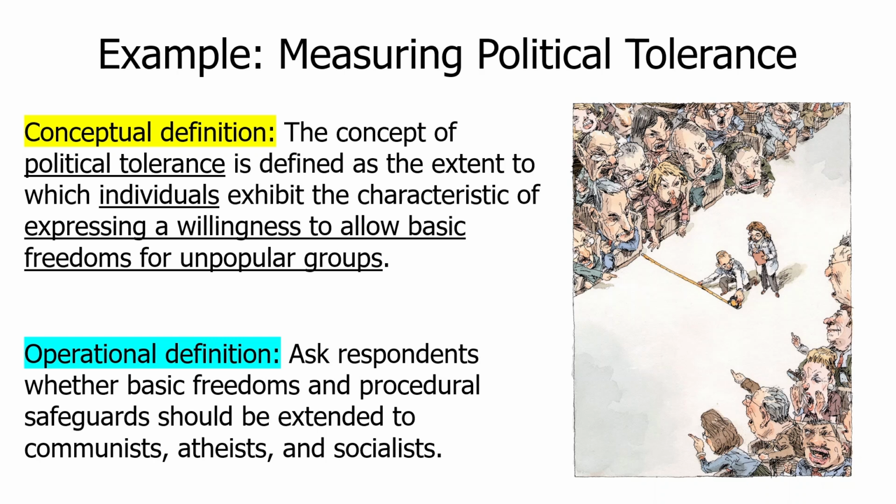This definition was operationalized in the Samuel Stouffer tradition in public opinion. Ask respondents a series of questions that gauge whether they believe basic freedoms and procedural safeguards should be extended to communists, atheists, and socialists. This was, again, the traditional way of measuring political tolerance. Unpopular groups: to what extent do people extend freedoms? For example, here's a Stouffer question measuring tolerance. Should an avowed communist be allowed to make a speech? I think he said in your community. You could make it specific to your university or college. Should someone who opposes God and religion be allowed to have a book in the library?